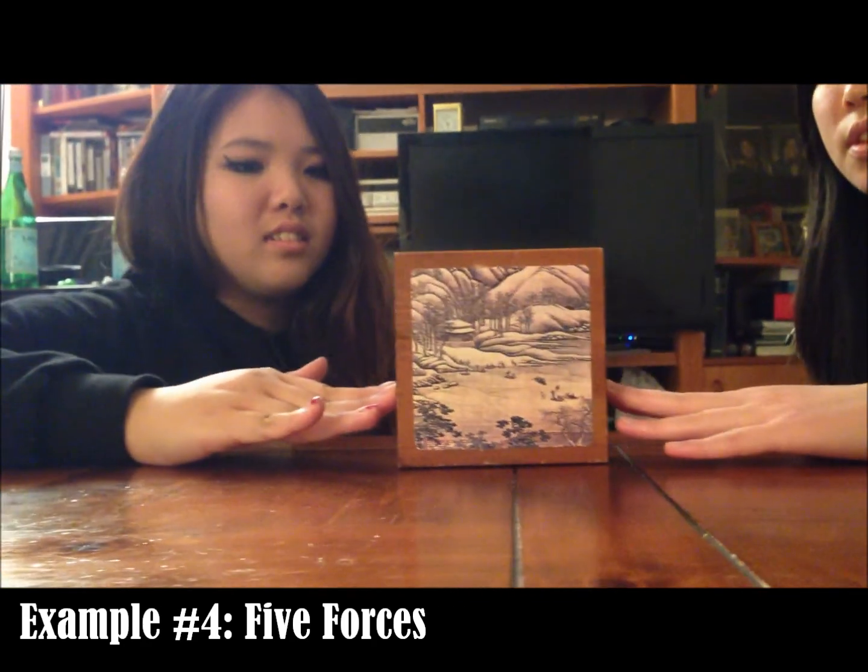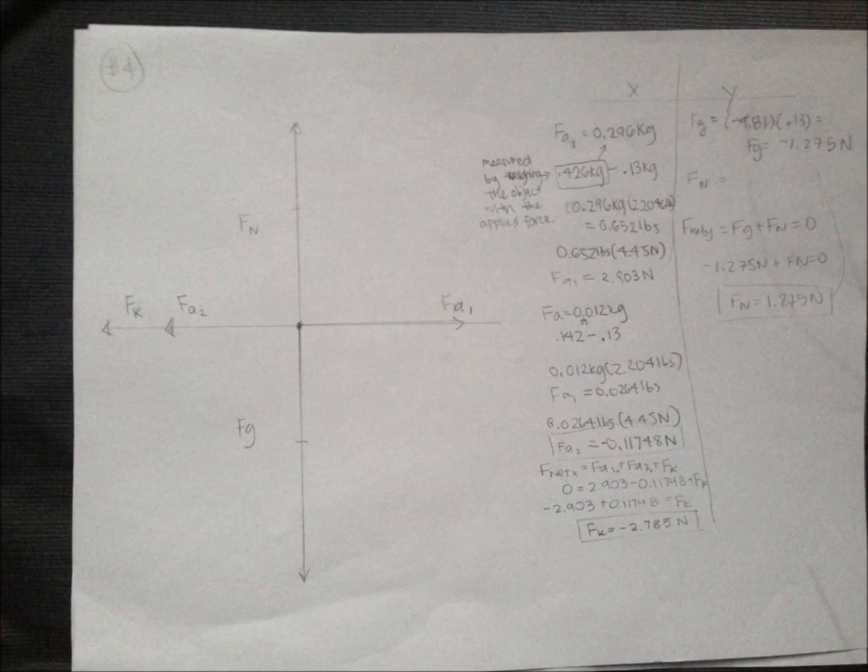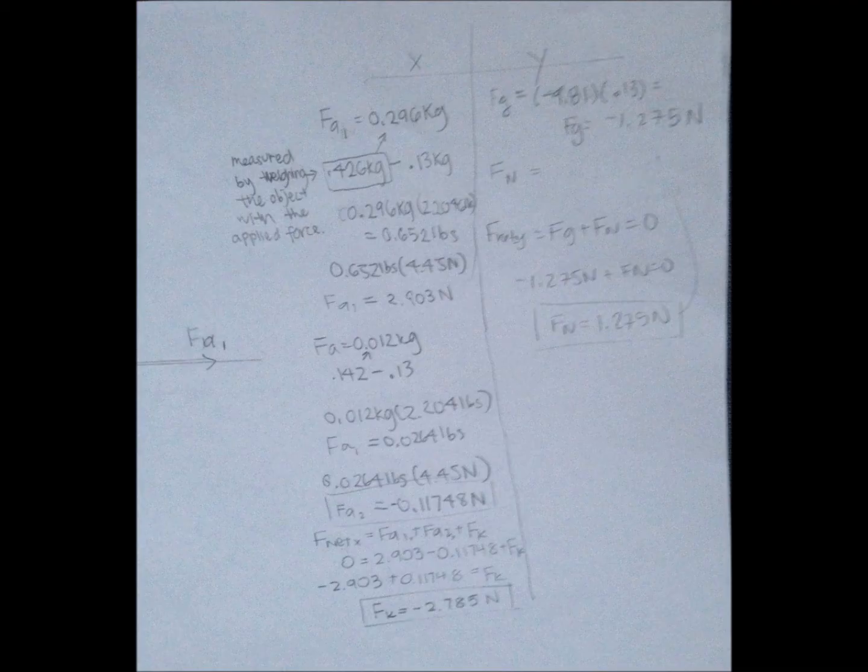For example 4, the box is being pushed by two forces on the table. Fa1 is greater, which cancels out Fa2 to keep the box moving at constant velocity. The kinetic friction in the same direction as Fa2 together balance out Fa1, hence constant velocity. Because it's on the table, there is a force of gravity and normal force, which are balanced to ensure constant velocity. We already have the mass of the box, 0.13 kilograms.